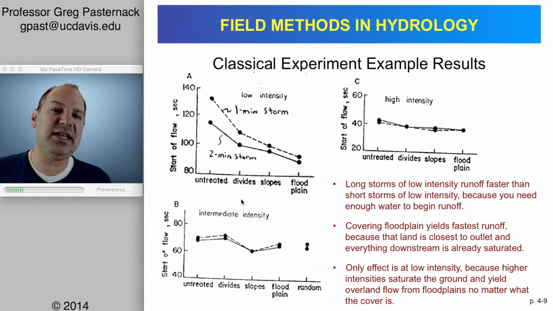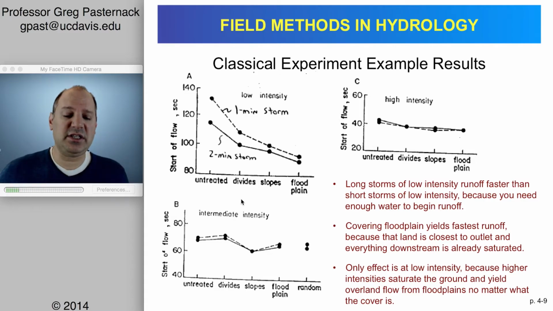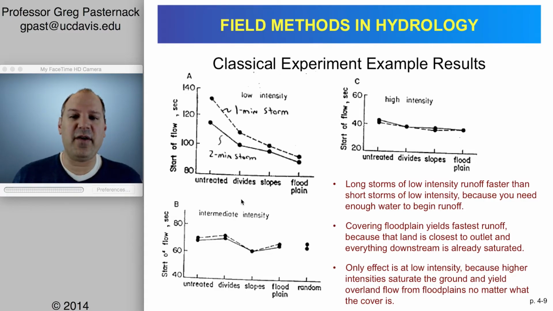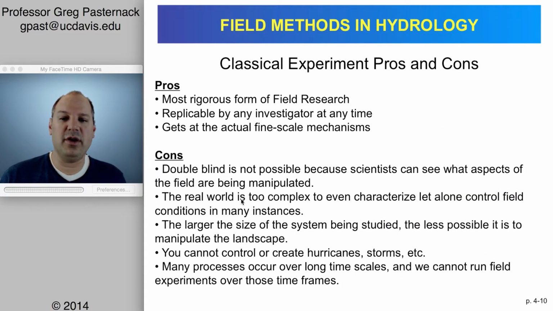The effect of urbanization is greatest on smaller events, because smaller events are the places where storage makes a difference, like soil storage, depression storage, interception storage. Once you've exceeded the capacity of storage in a watershed, it doesn't matter what the cover is anymore, because it was going to run off as saturation excess anyway. So you can see the value of a classical experiment in being able to discern fundamental phenomena about how watersheds behave in their delivery of water.